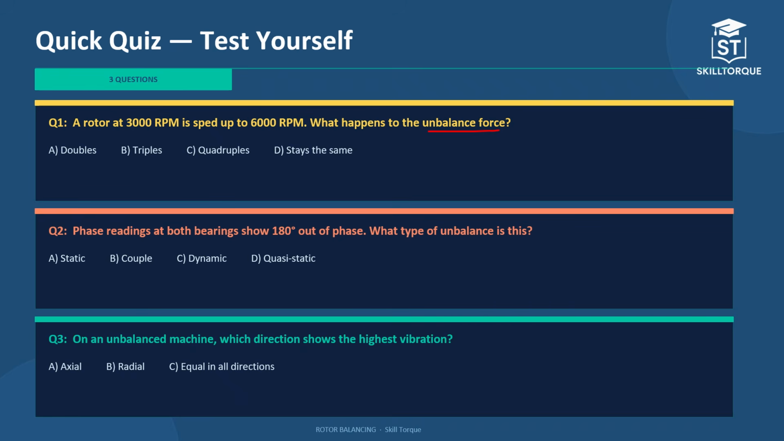The second question: let's say we have measured 1x on both bearings of the rotor, and the phase readings are 180 degrees apart. Then what type of unbalance can it be? Again there are 4 options. Please put the right answer in the comment section. And the last one: let's assume that the machine is unbalanced, and in which direction can we expect the highest vibration? So 3 options are there. Please put the correct option in the comment section.